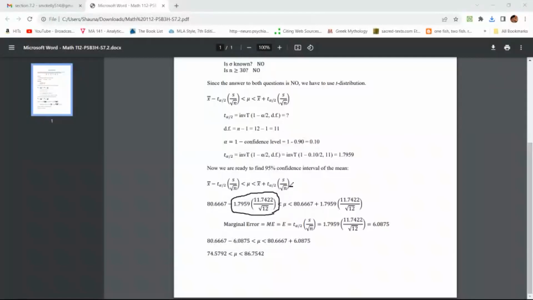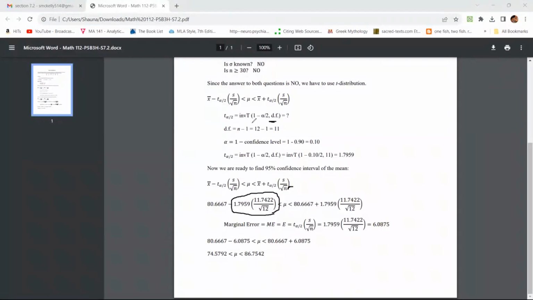This element of the formula, this is N. This is not your DF, okay? DF is in your alpha here when you find your T. One less than N. When you divide in the confidence interval, you're dividing by the sample size. So be careful. If you get a wrong answer, that's another place to check.